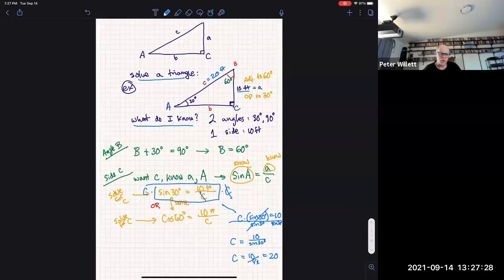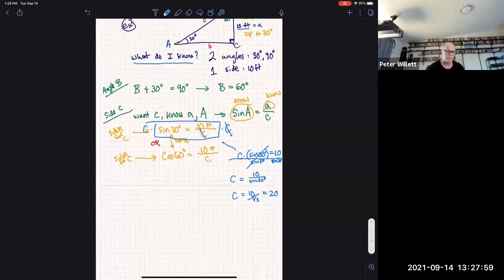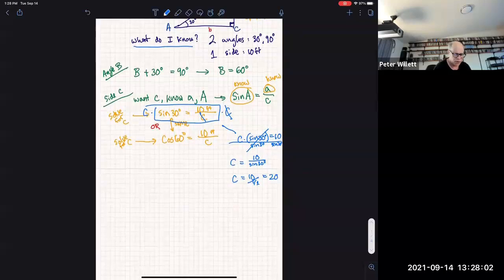Well, now we have a right triangle where we know two of the sides. Side A is 10 feet, side C is 20 feet. So if it's a right triangle, then we can get side B by using the Pythagorean theorem, because A squared plus B squared equals C squared. So let's say I just did that. Now we could also use another trig formula, like cosine of 30 is the B side divided by 20. But let's just go back to the Pythagorean theorem.